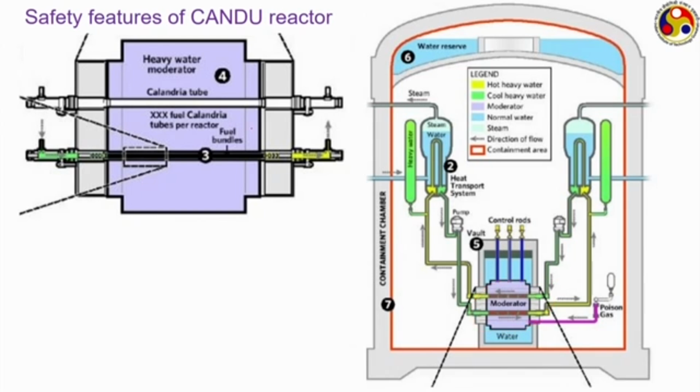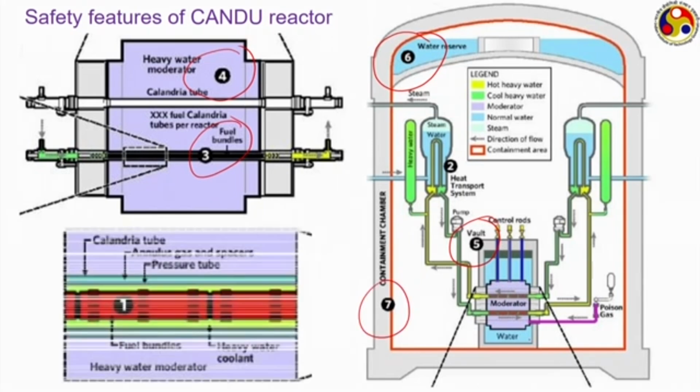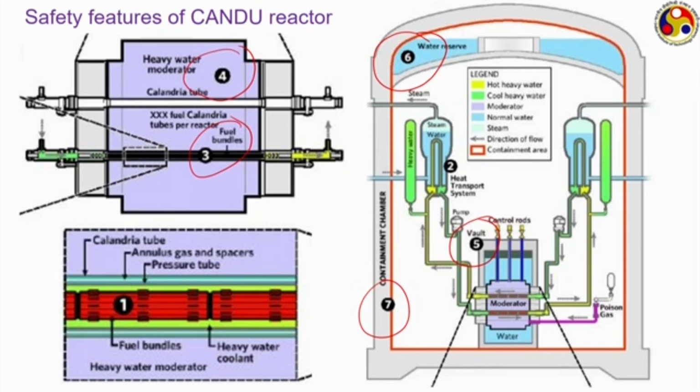Here we have these fuel rod bundles which will not allow the fission products to go outside. Then this moderator, in the calandria a large volume of moderator is kept, so that it can always absorb a huge amount of heat. Then this number 5, there is a concrete vault around this calandria. Then we have a water reserve here which can always be used if some additional heat load is present, and finally the containment chamber. And this is the modified view of these fuel bundles.